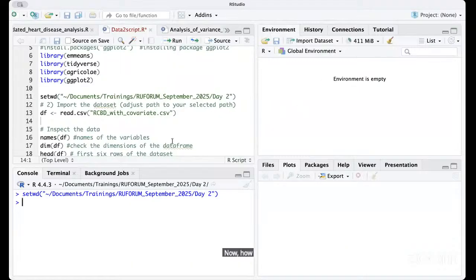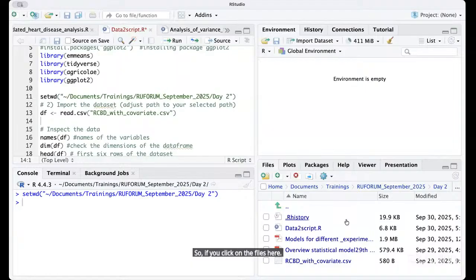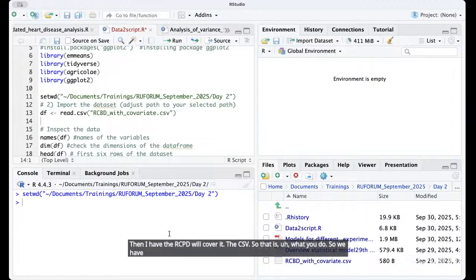Now, how do I know whether I'm in the right working directory? You can read on top here, but you can also check the files on this side. If you click on the files here, you should be able to see the files that are in the working directory. I have data2 script.r, I have model for different experiment, I have overview of statistical model, then I have the RCPD with covariate .csv. So we have set our working directory ready.